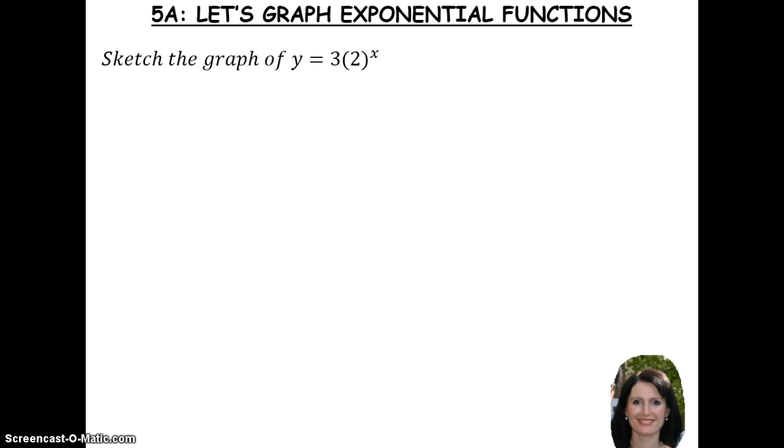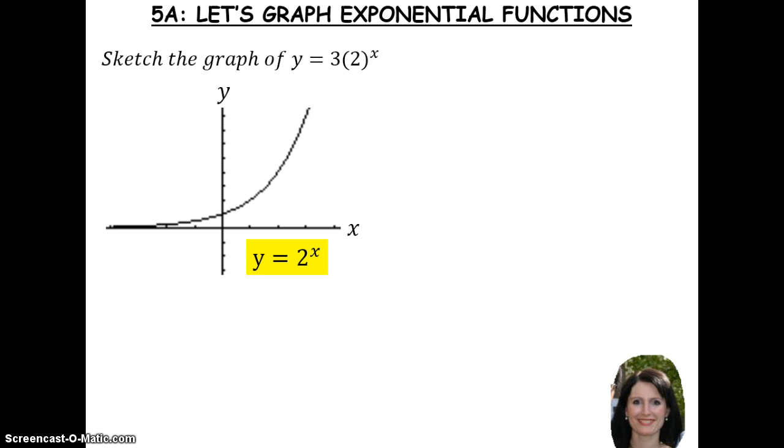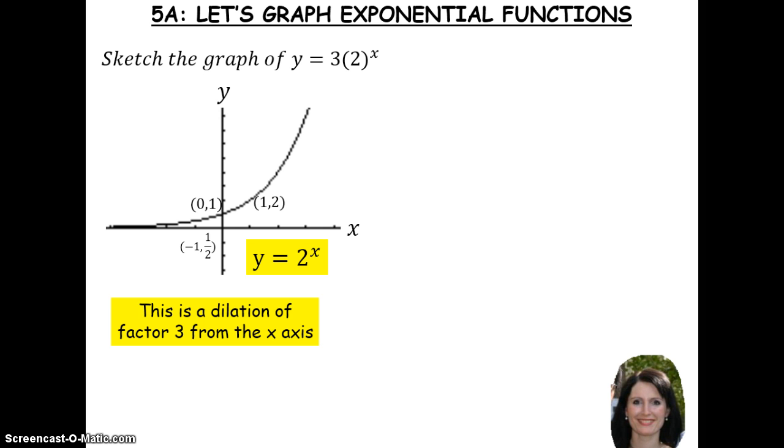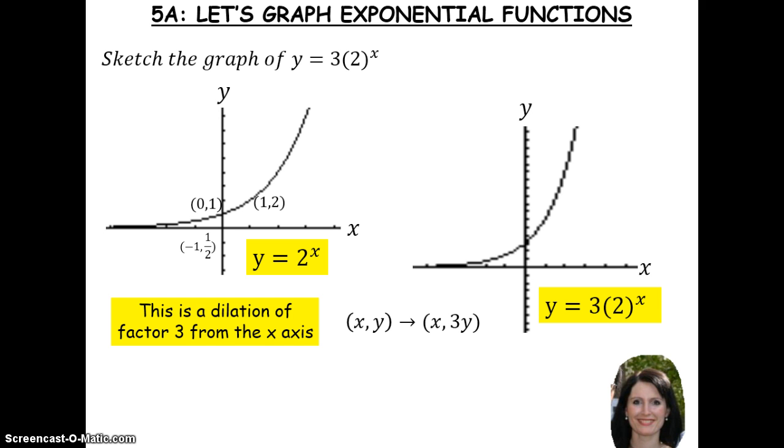Let's try this, where we have y equals 3 times 2 to the power of x. There's 2 to the power of x, as we know. There are our points that we've put in previously. Now, this 3 here is a dilation of a factor of 3 from the x-axis. That means that it affects the y values, so (x, y) becomes (x, 3y). Here it is here. Let's put the points on.